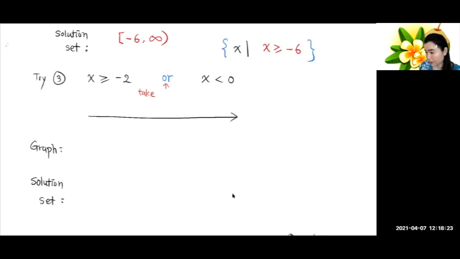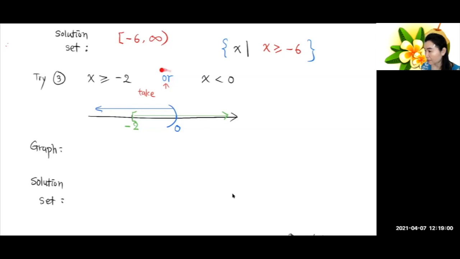Okay. So I will locate -2. Greater than or equal to -2, so it's to the right side of that. And then x is less than 0. Let's use the blue color right here. Less than 0, so 0 right here, with a parenthesis, so it's on the left side of 0.